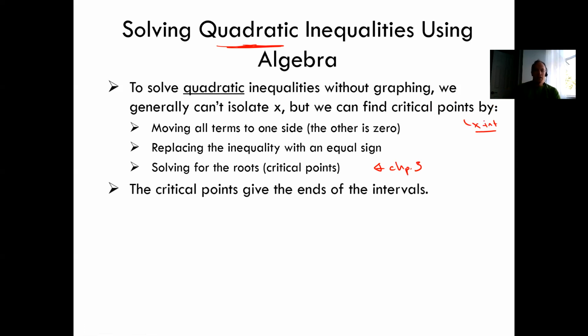Now, one thing we have to keep in mind here is the critical points. The whole reason why we're doing this is it gives the ends of the intervals. So if we have a graph, and let's say we have a parabola, and I don't really know how to solve an inequality, but we can always easily solve for the equal 0 points. So here and here, those would be the critical points.